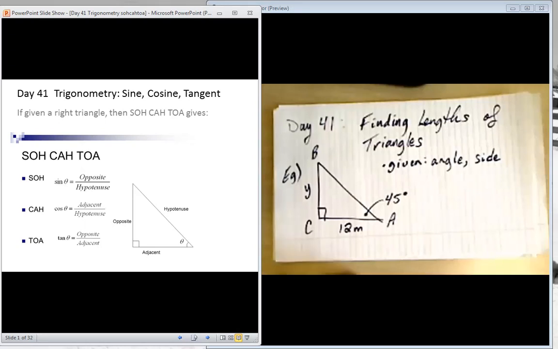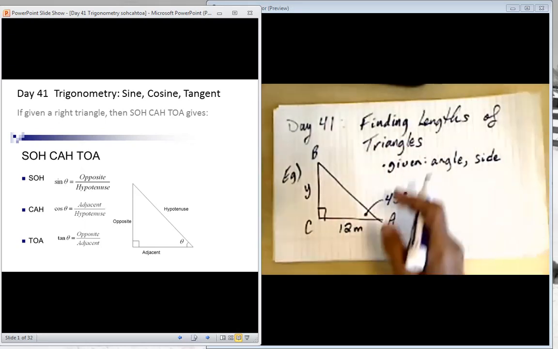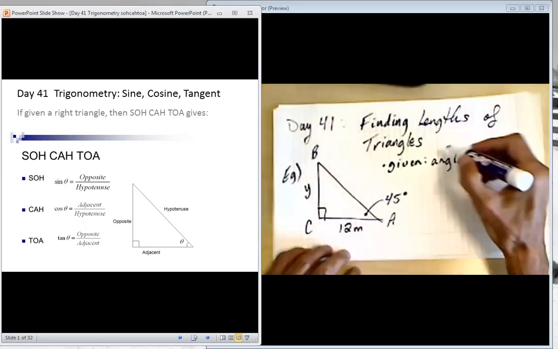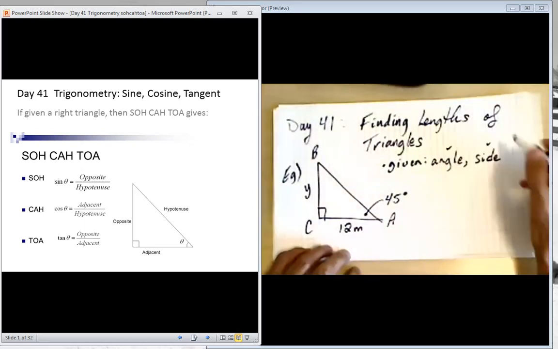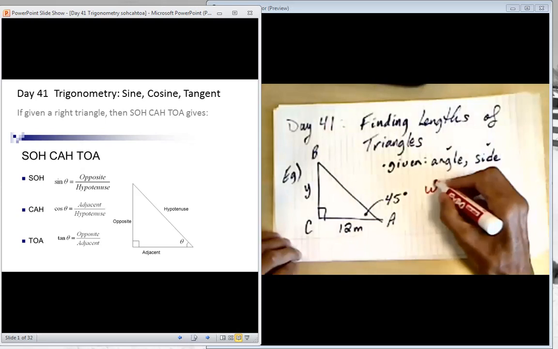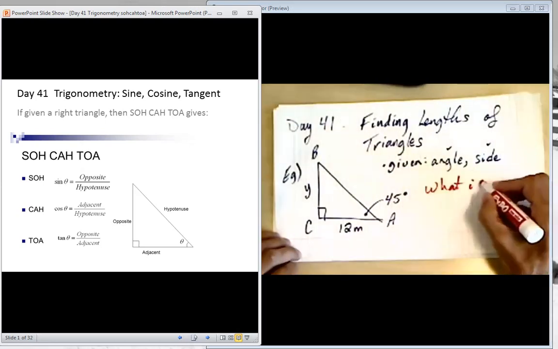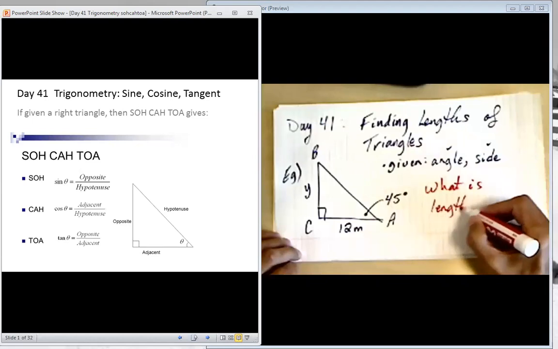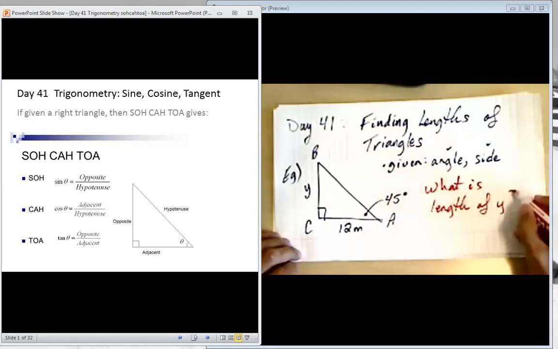Okay, so the goal from the situation here, you can see we got a 12, and that is 45. We're given an angle, we're given the side. And then the burning question is, what is the length of Y? What is the length of Y equal to?